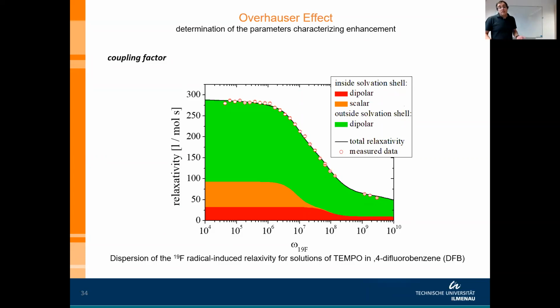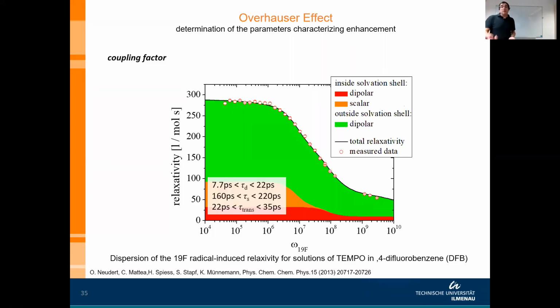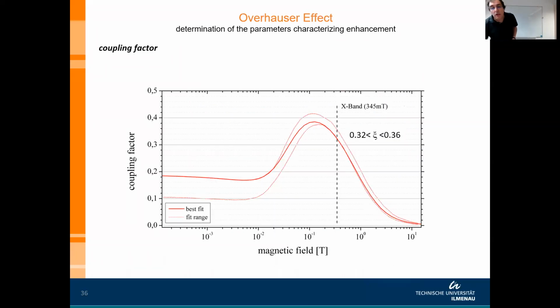This is just a typical example here, in this case of TEMPO in difluorobenzene, we obtain these values here. And then you see that the TS is in between the pure dynamics due to the rotational and the translational dynamics. Actually, not in between. This is much higher. We can discuss this.